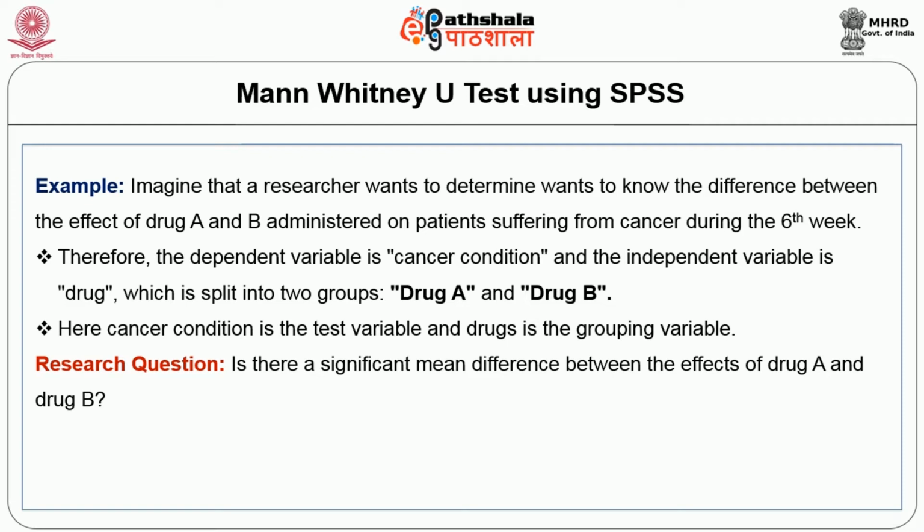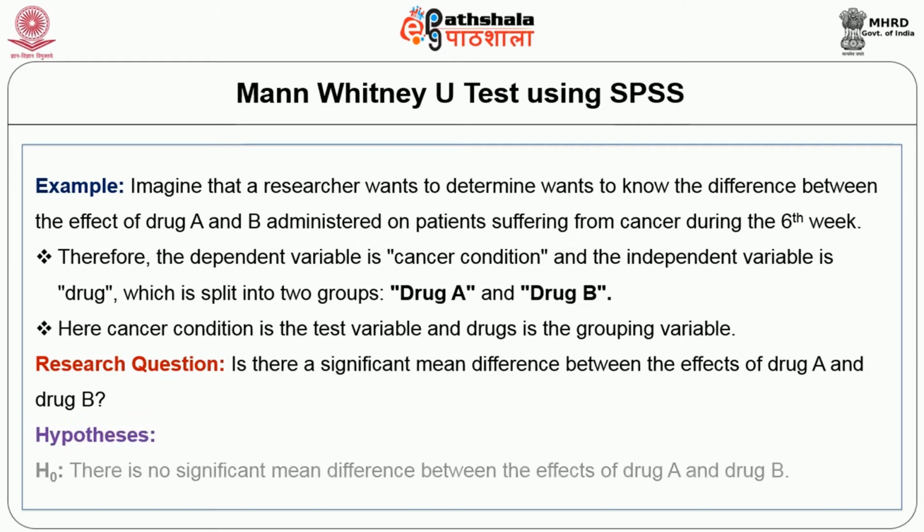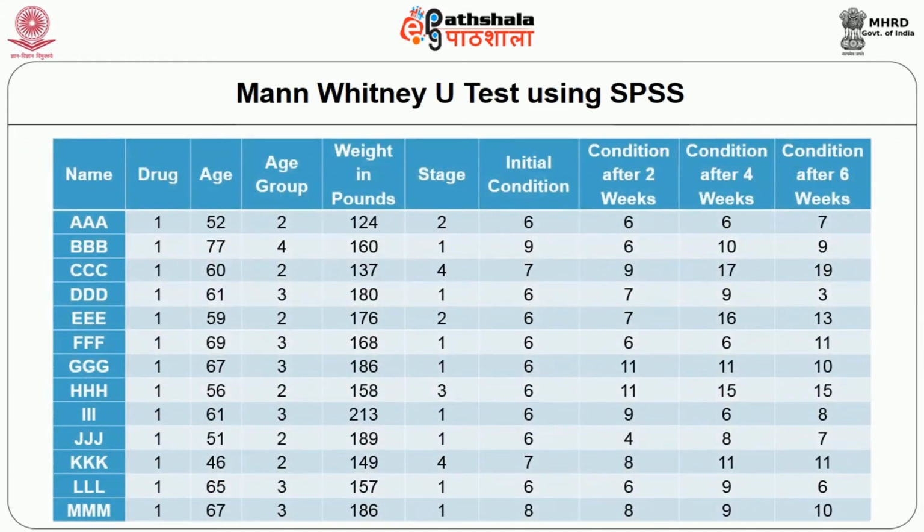The research question for this test would be, is there a significant mean difference between the effect of drug A and drug B? The null hypothesis is there is no significant mean difference between the effect of drug A and drug B. The data sheet given below consists of responses of 20 respondents.